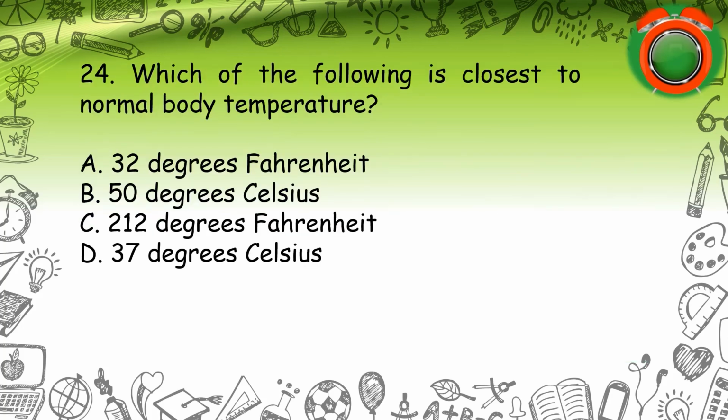Number 24 question. Which of the following is closest to normal body temperature? A. 32 degrees Fahrenheit. B. 50 degrees Celsius. C. 212 degrees Fahrenheit. D. 37 degrees Celsius.